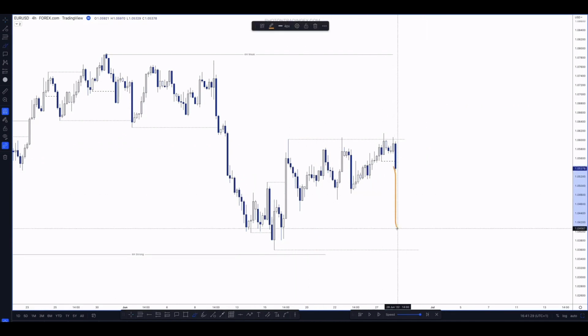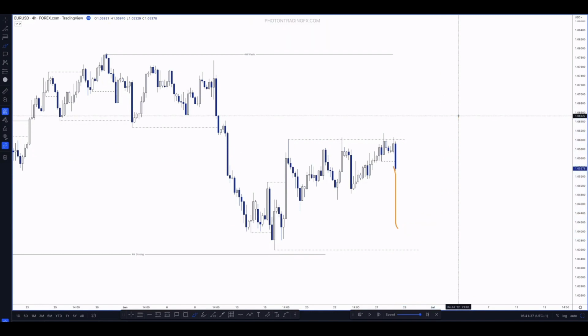Price could pull back into our strong internal low, because this is the internal high and this is the strong internal low. It could come into here, give us a change of character, and then we could be ready to go, right? But it's not looking too good overall.